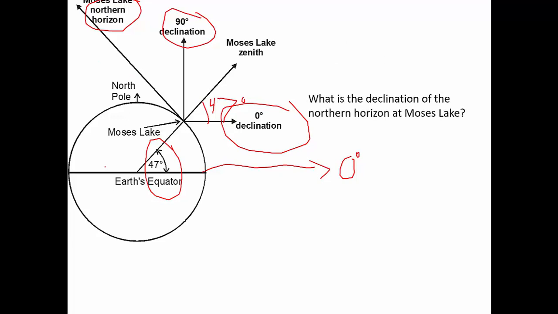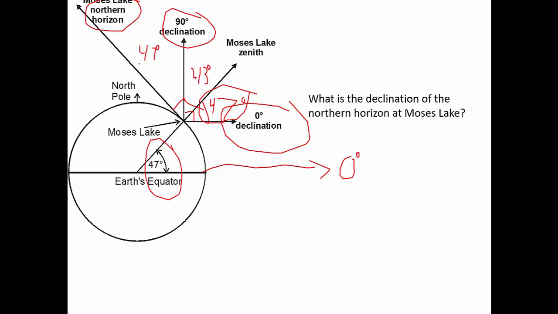What's the declination of the northern horizon at Moses Lake? We have to do a little bit of math, but the way I can figure it out is I know that this angle right here is 47 degrees, but this is a right angle here, and this angle plus this one have to add up to 90 degrees, and if this one's 47, that makes this one 43, because 43 plus 47 is 90 degrees. Well, here's another right angle. It's this angle right here. Not very well drawn. And if one of them's 43, then the other one's going to be 47.